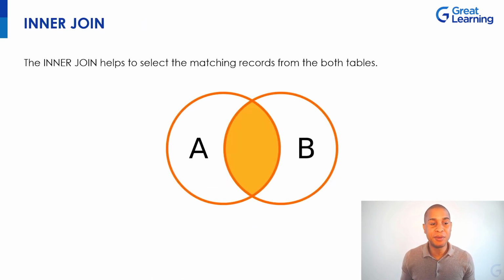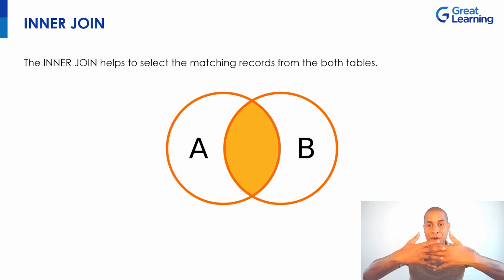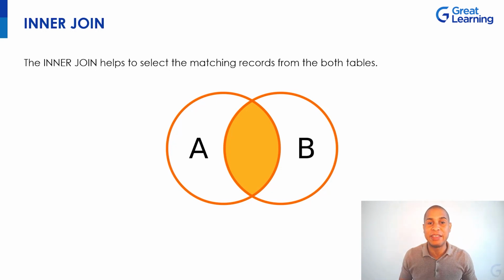Inner joins. So inner joins help select matching records in both tables. So you're only bringing back things that exist in both tables. So if there's a student ID in one table and there's a student ID in another table, we will only bring the student IDs that exist in both tables for an inner join. And I'll walk you through a demo of that.